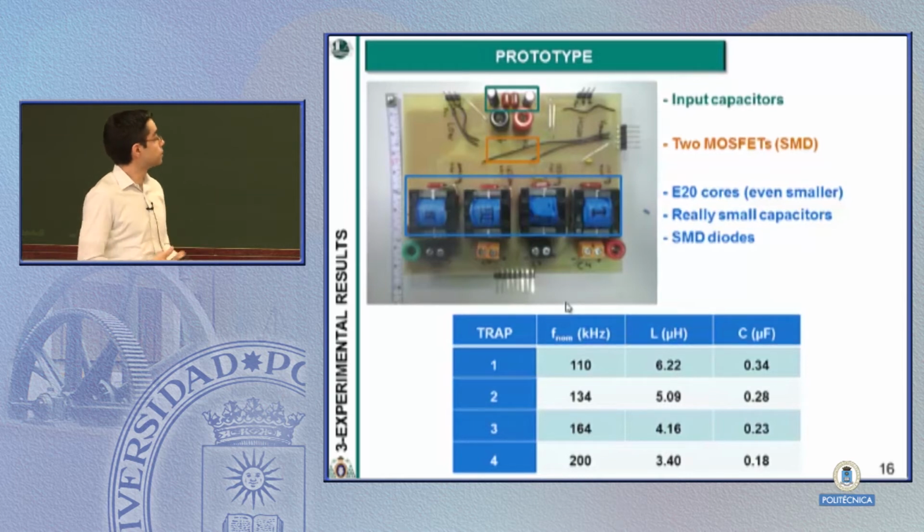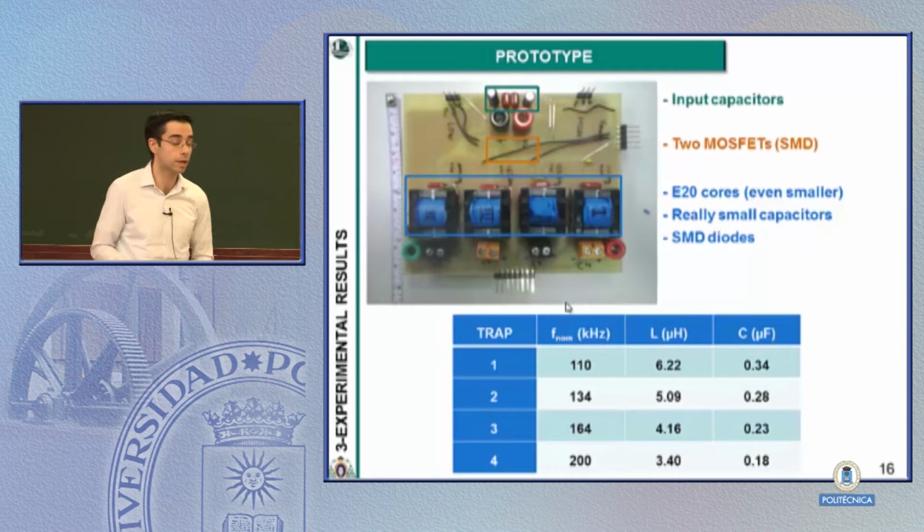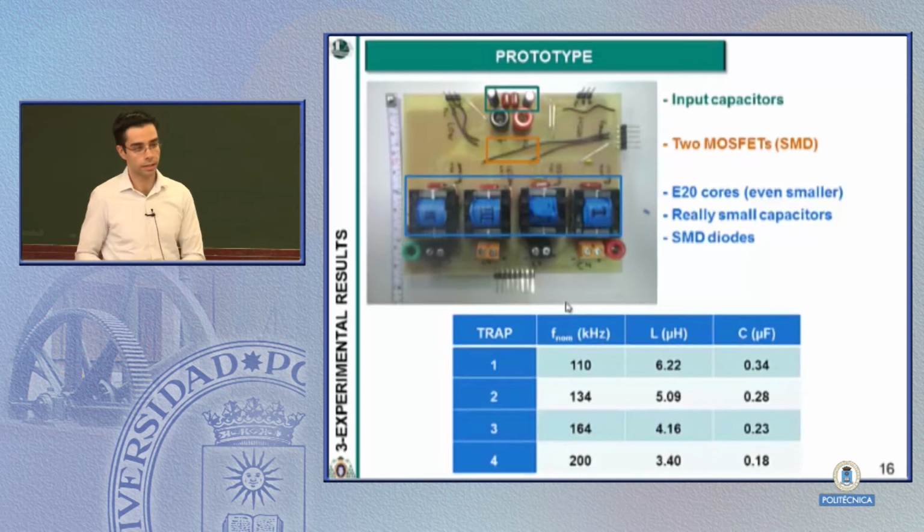We are using only 4 traps. We have in the slide the resonant frequency of each of the traps and the values of inductor and capacitor that we need for obtaining that resonant frequency.